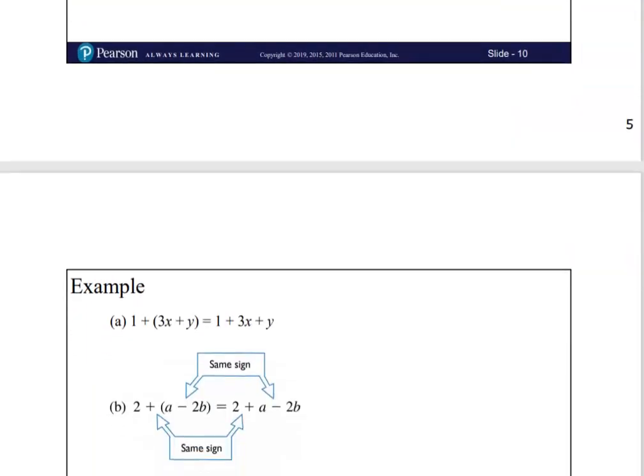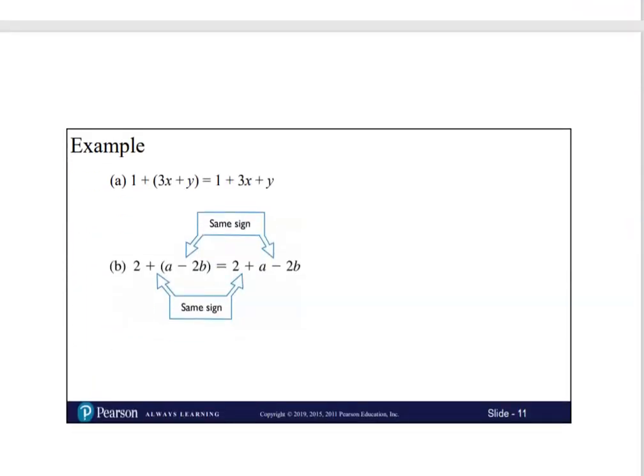Okay, so here's an example of that. So this is what they were saying. If it just has a plus in front of it, you can just remove it, because really when you have a plus in front of something, it doesn't change anything. So they just remove the parentheses. Okay, here's another example of that. There's a plus in front of the parentheses here, so they just removed it. If there's just a plus, you can just remove it and work the problem from there.